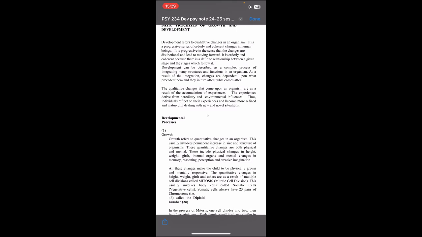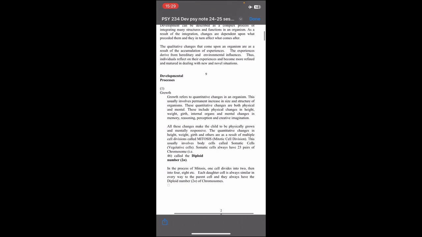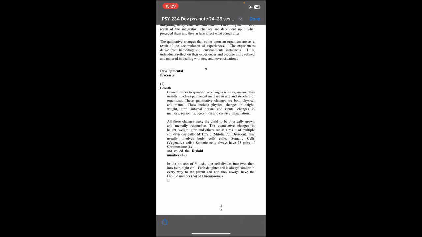Now, there's developmental processes. Growth. I think I've talked about growth, but growth refers to the quantitative changes in an organism. This one you can quantify. I can say, your head was 3 centimeters last year. Now your head is 15 centimeters this year. You have a big head. This usually involves permanent increase in size and structure. Permanent increase. Once you've grown, you've grown.